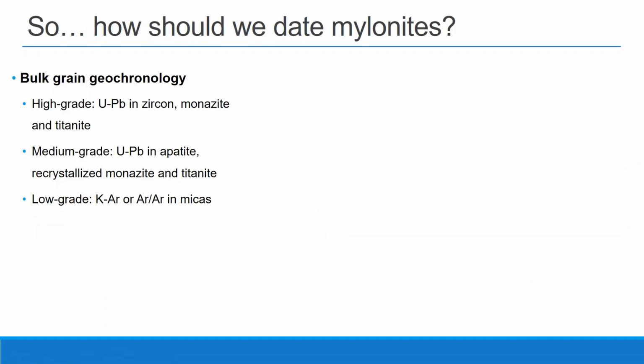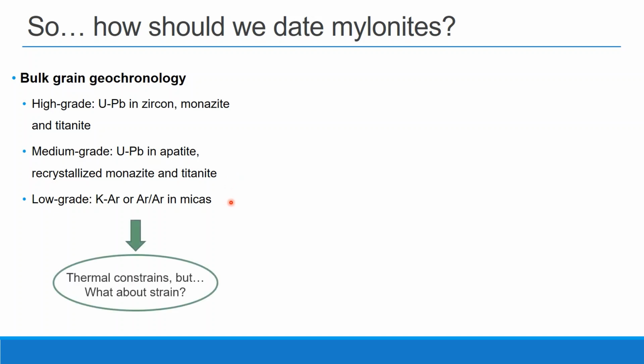So how should we date mylonites in general? We can do bulk grain geochronology. Sure, we can do U-Pb for zircon, monazite and titanite for high grade. Sure, that works. Medium grade, we can use U-Pb in allanite and apatite, or even recrystallized monazite and titanite. That will also work. And low grade, we can do potassium-argon and argon-argon in micas. That all works.